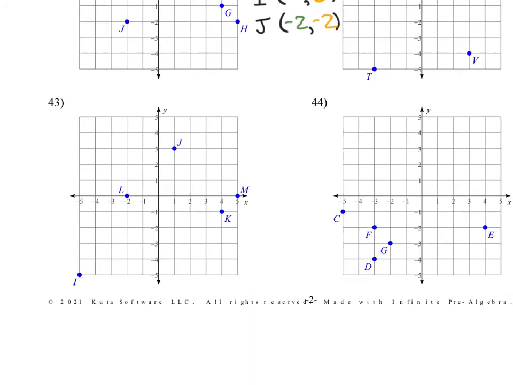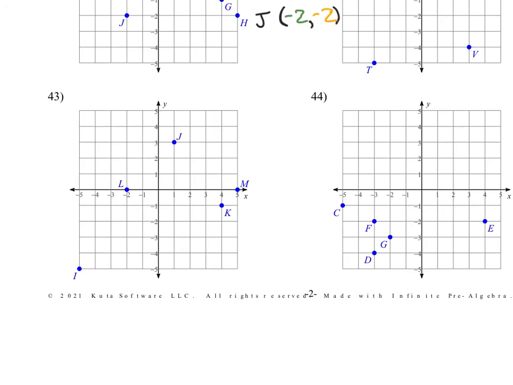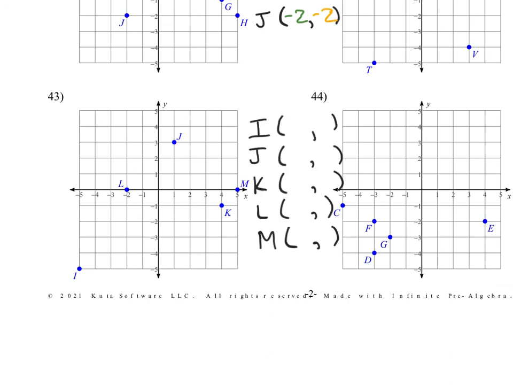We're going to go ahead and go to problem number 43, and then you'll have the rest of the class time to finish any of the even numbers that you did not finish. Starting with I, it lines up at -5 on the x and -5 on the y. So the ordered pair is (-5, -5). For point J, it lines up at positive 1 on the x and positive 3 on the y. So its ordered pair is (1, 3). For point K, it lines up at positive 4 on the x and negative 1 on the y. So its ordered pair is (4, -1).